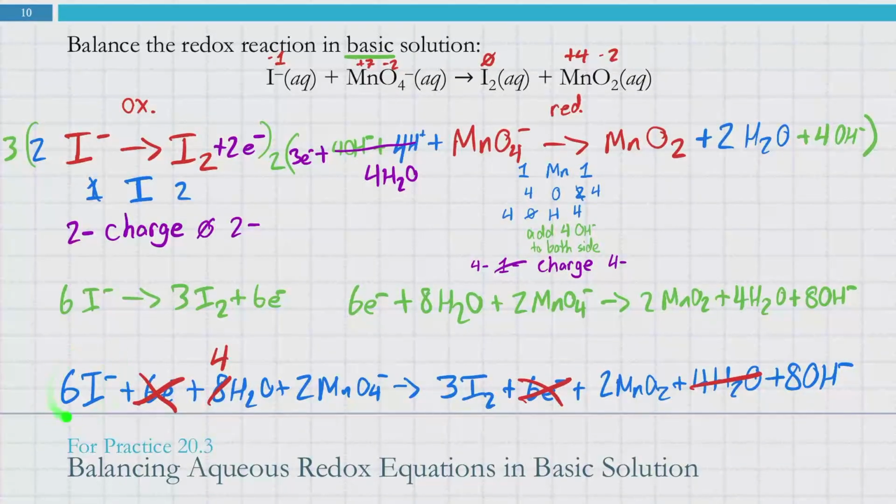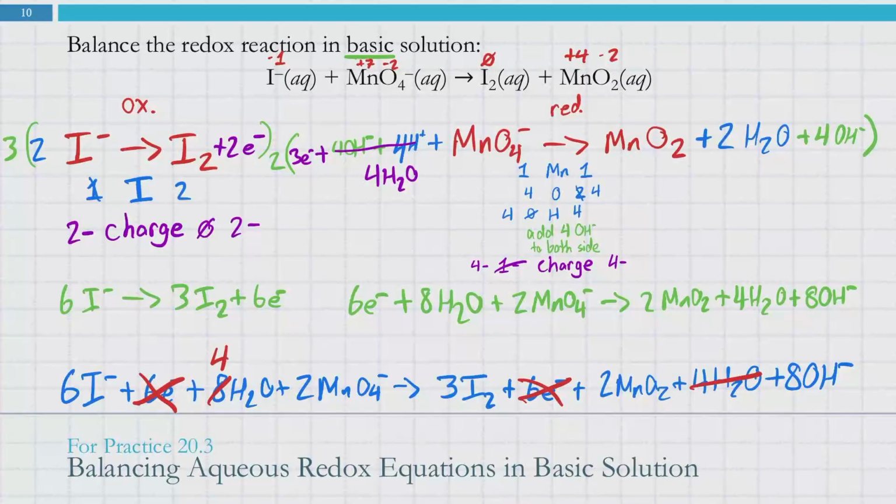So moving through, we've got 6 iodines on both sides. 3 times 2 is 6. We've got, let's do manganese next, 2 and 2. We've got hydrogens. We've got 4 times 2 is 8. We've got 8 on the right side. For our oxygens, we've got 4 times 1 for 4, plus another 8 for 12. We've got 2 times 2 is 4, plus 8 is 12. Mass is balanced. That's great. For our charge, we've got 6 minus and 2 minus for a total of 8 minus on the left side. And we've got 8 minus on the right side from our hydroxides. So we are all balanced out.